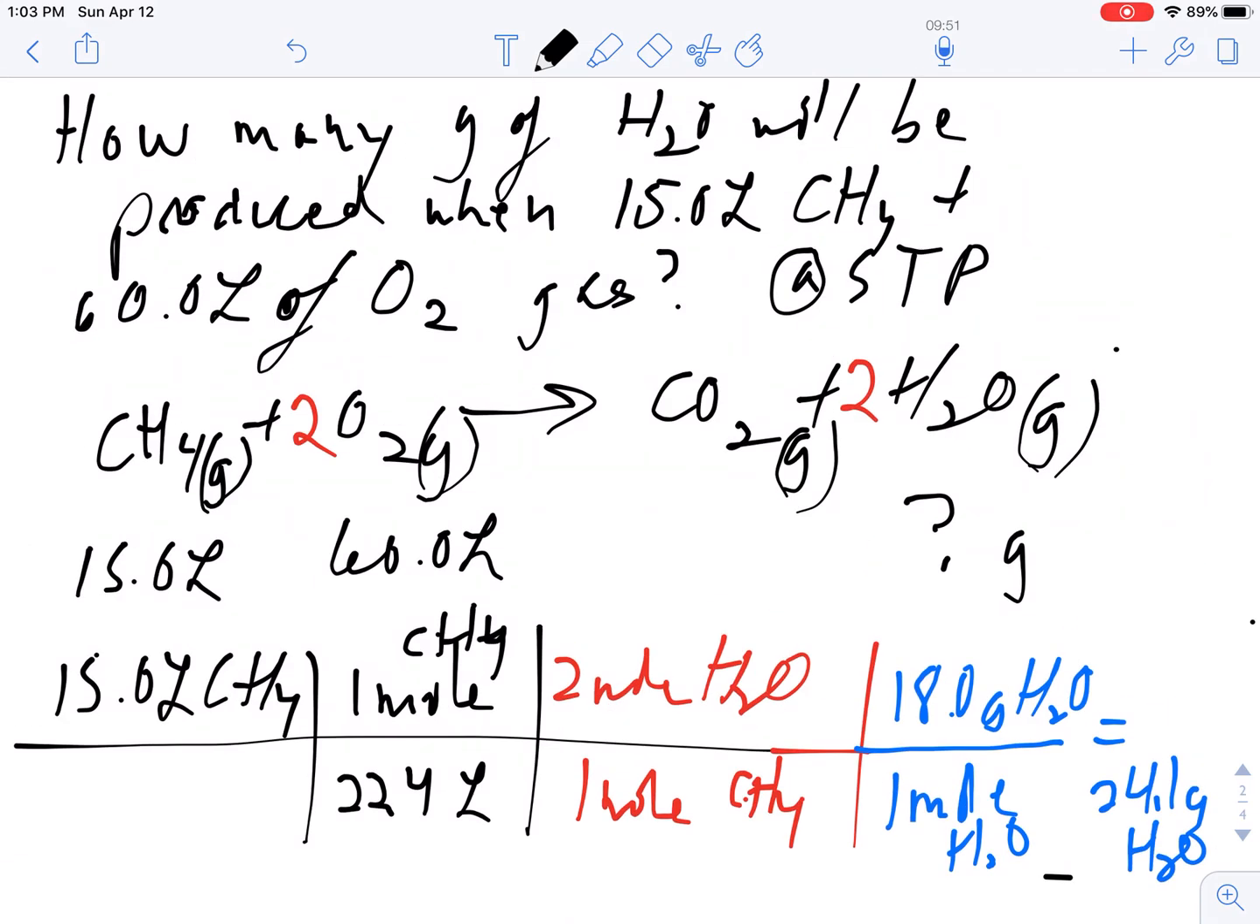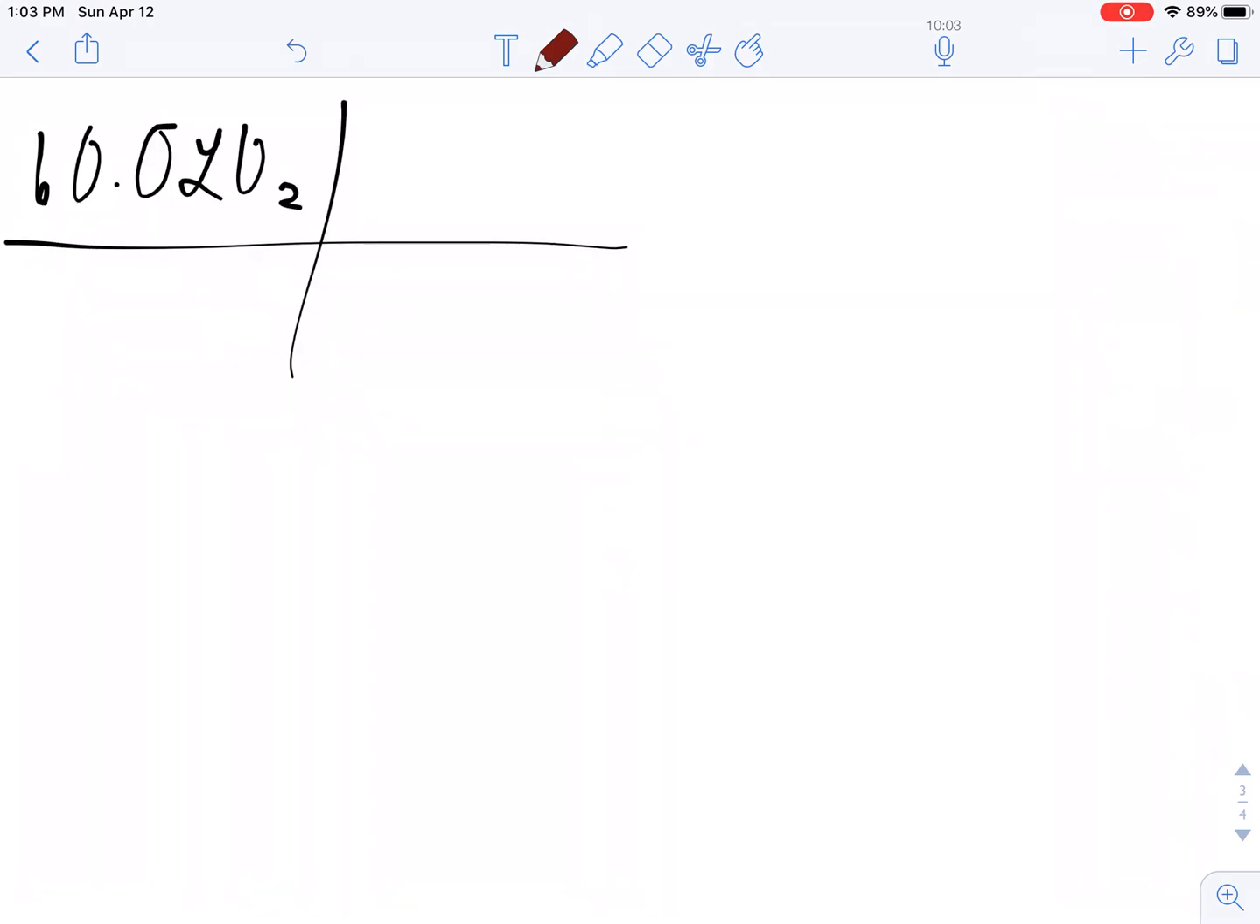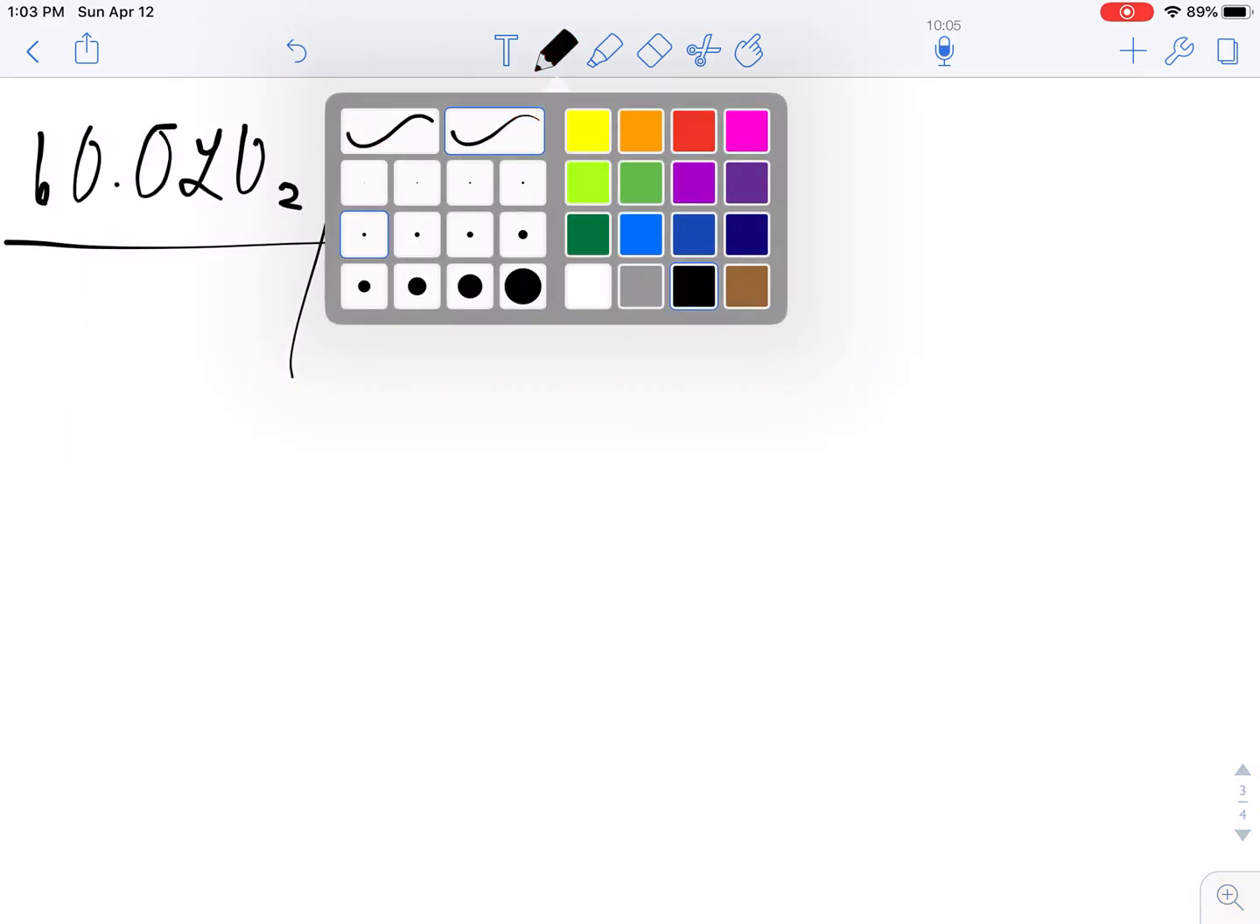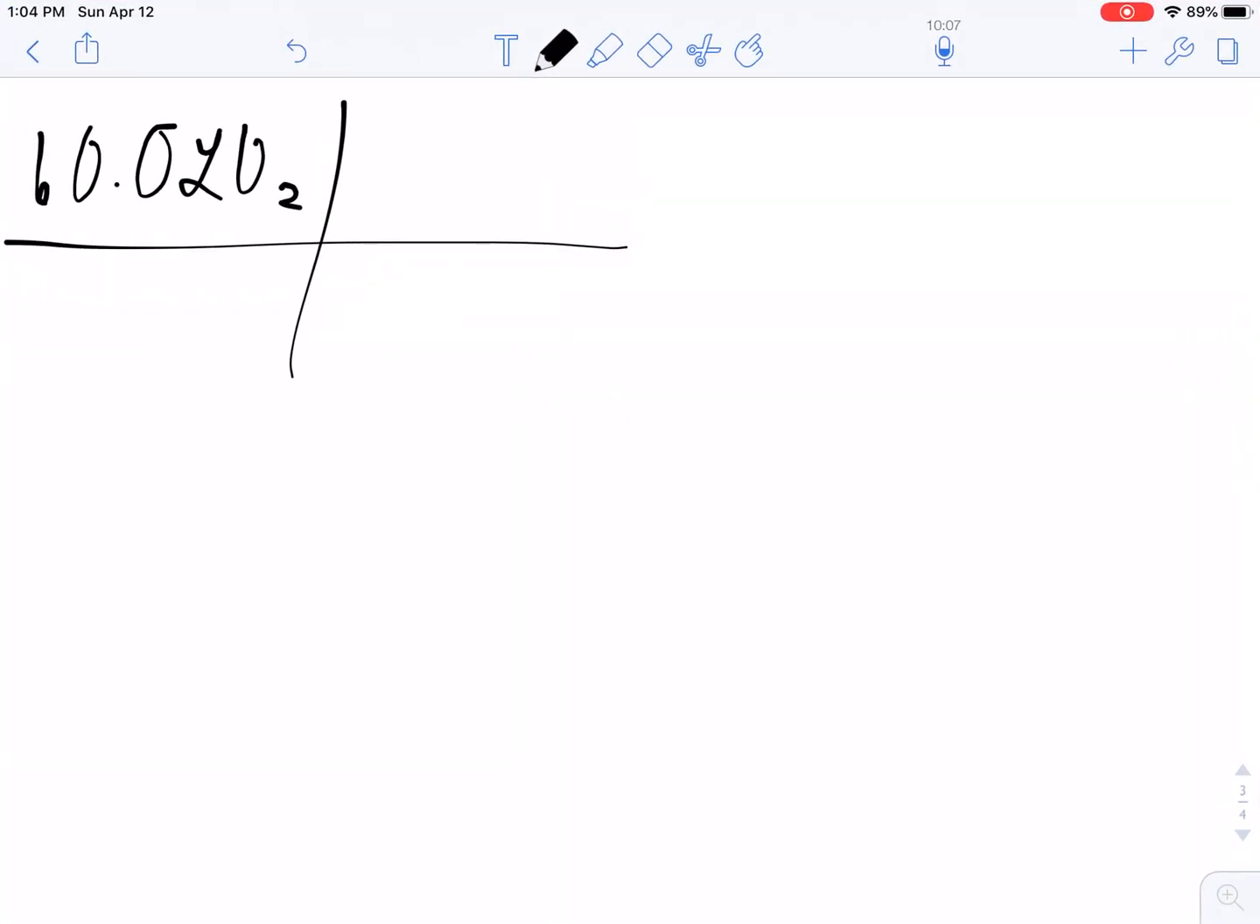We don't care about the carbon dioxide. The problem asks about the water. Okay, so I'm still converting to grams of water. We don't care anything about the carbon dioxide. So since I'm at STP, 22.4 liters is equal to 1 mole.